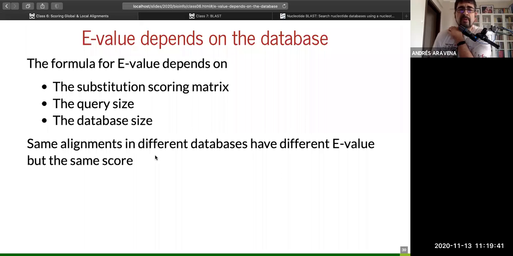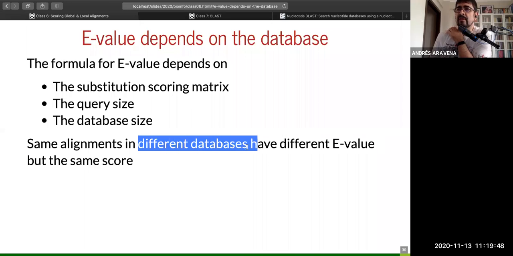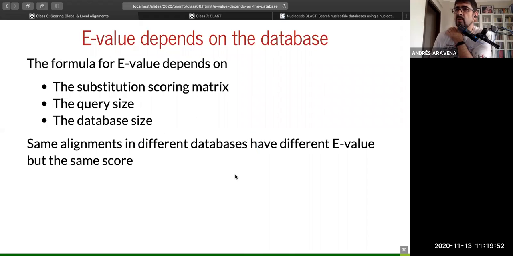And then there is another point. Databases like GenBank change every day. Therefore, it is different every day. Some databases change every day. Therefore, the e-value will change from one day to another. Okay?